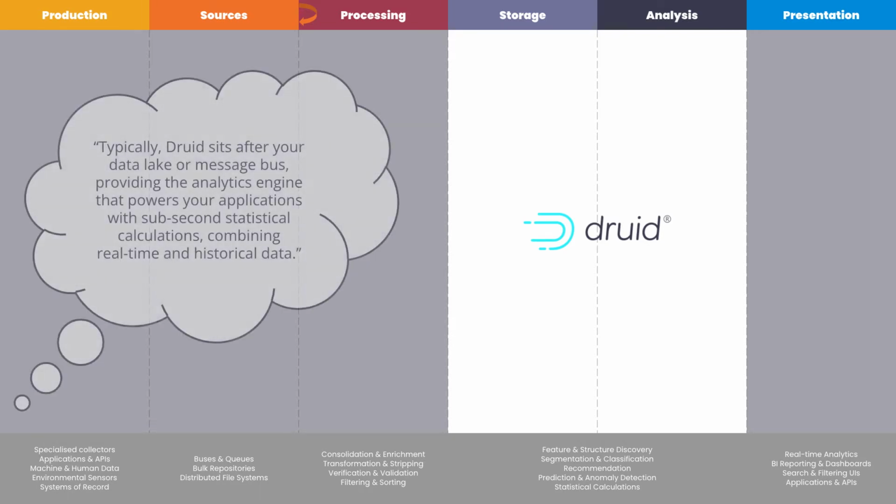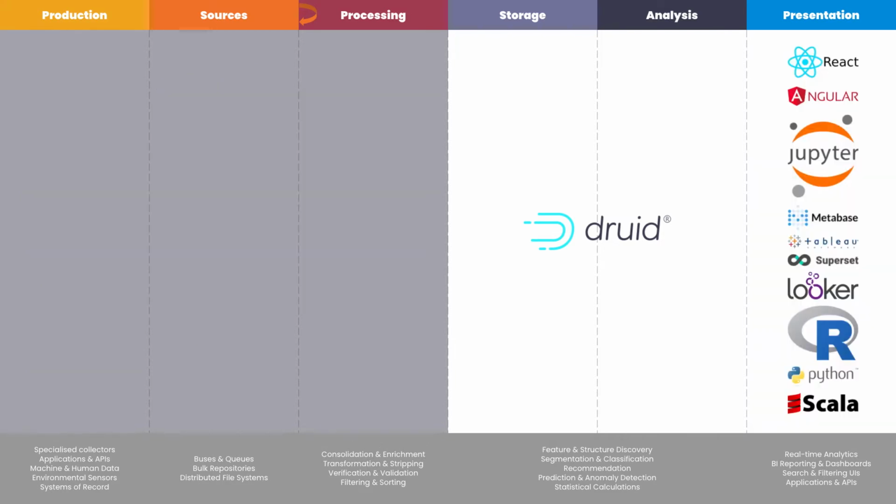He says that typically Druid sits after your data lake or message bus, and it provides the analytics engine that powers applications with sub-second statistical calculations combining real-time and historical data. So downstream of Druid, the last mile to the decision maker, we could say, we might build a custom application with React or Angular. We might have desktop applications that have Druid support built in, including, of course, Imply's own Pivot application. We might have data scientists with notebooks or using weird languages like R that I never had the chance to learn because I'm old.